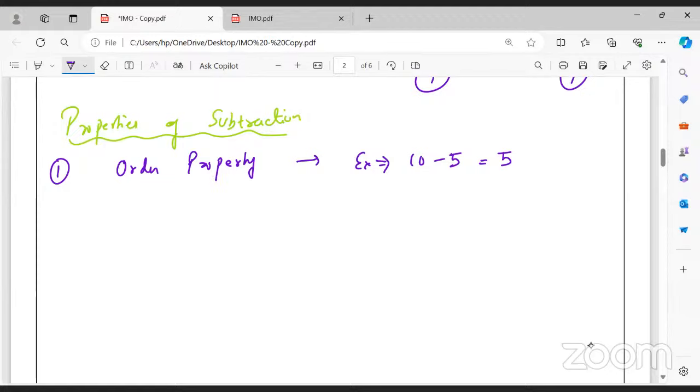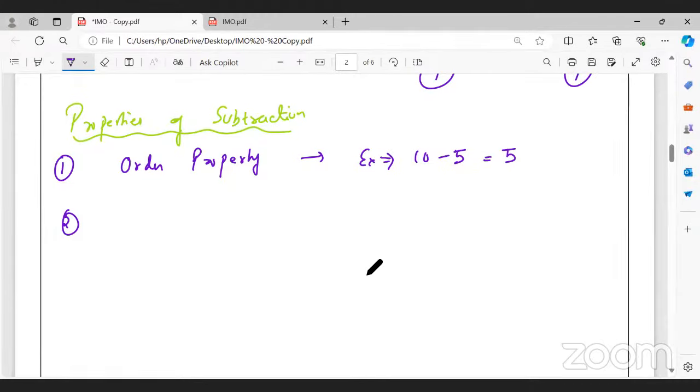Yes? Now coming to the next property. When a number is subtracted from itself, what do we say? What is the difference? What is the difference when a number is subtracted from the same number? It's not visible, is it? How come? Yeah, many of you are answering.